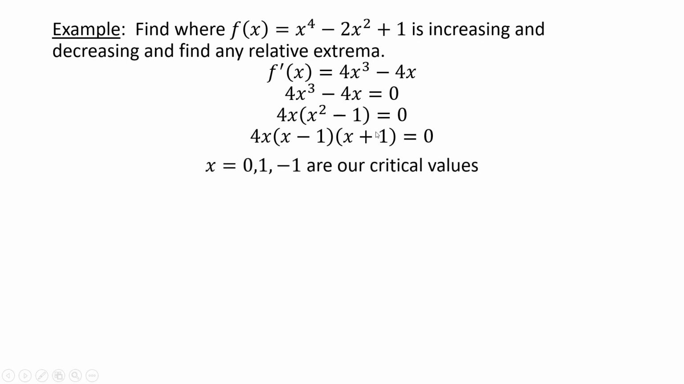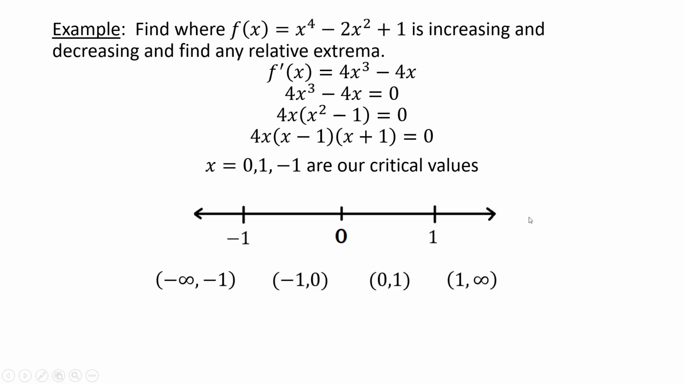So I have critical values 0, 1, and -1. So when I draw my number line and I label them, I've got -1, 0, and 1. So my intervals will be -infinity, stop at -1, -1 to 0, 0 to 1, and 1 to infinity. So now I need to choose values from each of those. I'll choose -2, -0.5, 0.5, and 2.